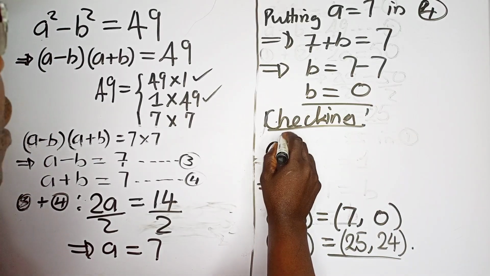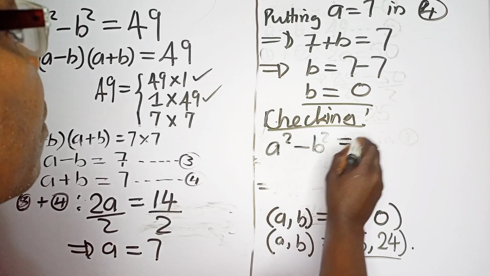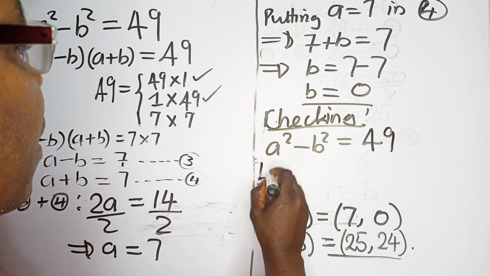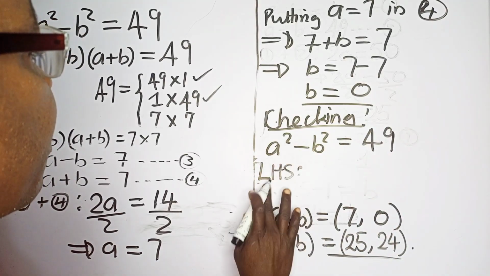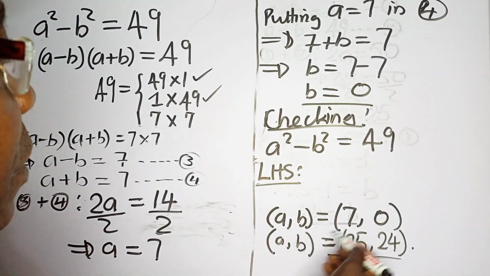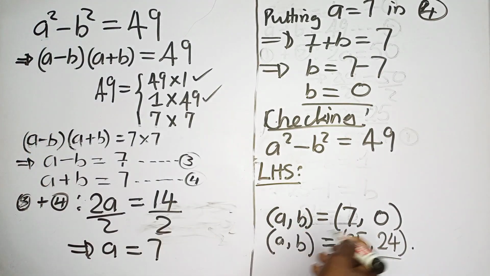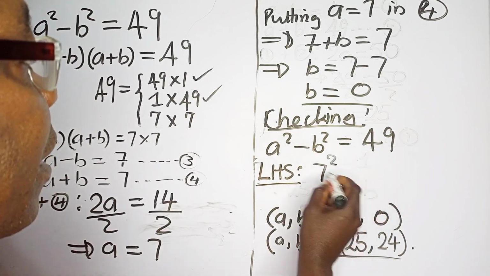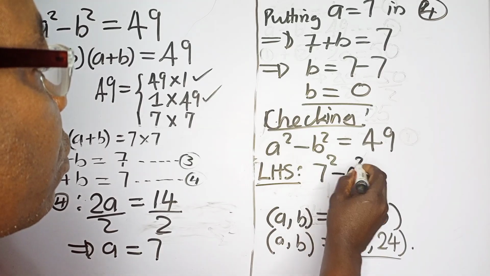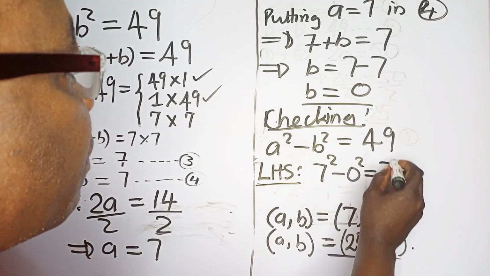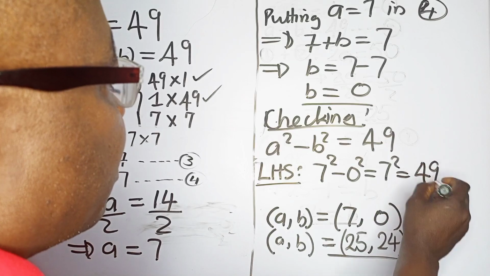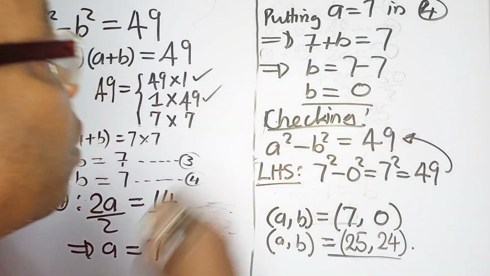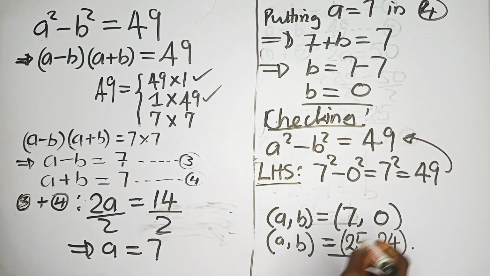So we are checking in this expression. Let's take the left hand side. Let's work with the first one, 7, 0. A is 7, B is 0. So let us see if we obtain the right hand side. This is 7 squared minus 0 squared. This gives us 7 squared, which is 49. And 49 is equal to what we have on the right hand side. So the solution 7, 0 is verified.